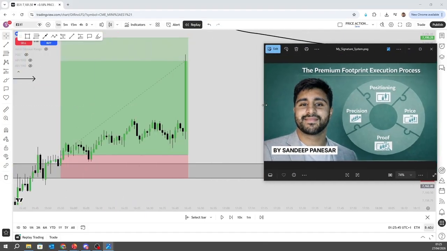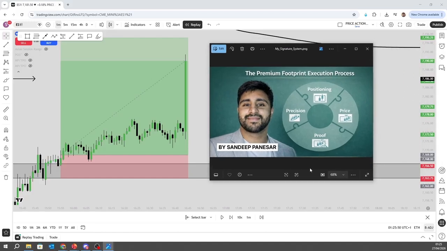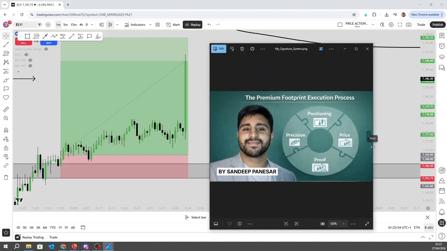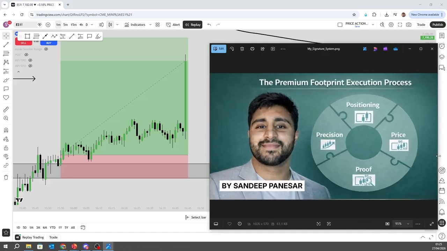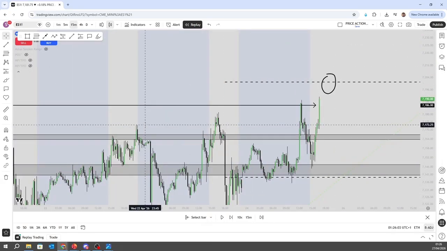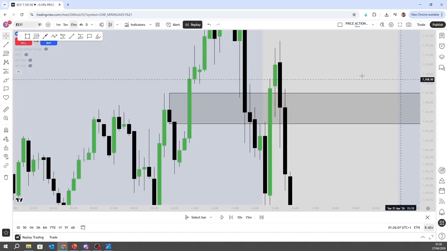Whenever you have a trade, I want you to imagine the process that I've got here, the premium footprint execution process. And this works in an interesting way. First, we had positioning. This was my key level from Wednesday. Now, if you're wondering where that key level came from, typically it comes from a price imbalance. So here's where it came from.